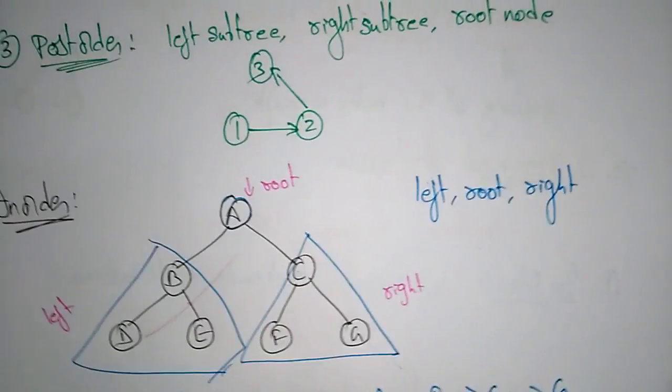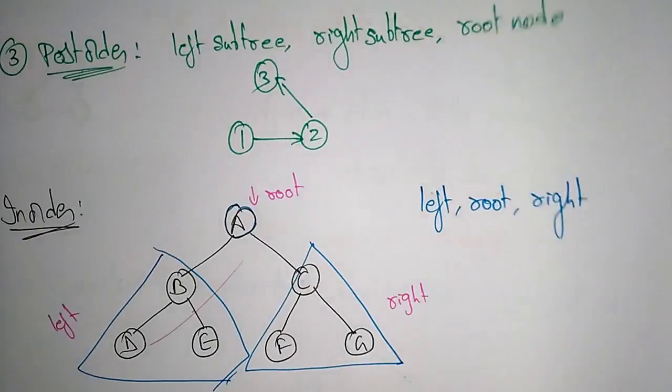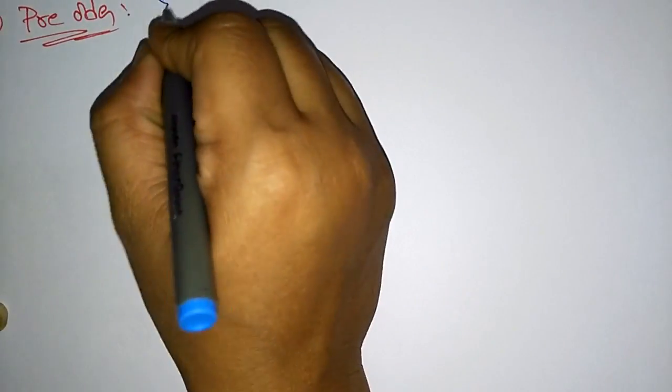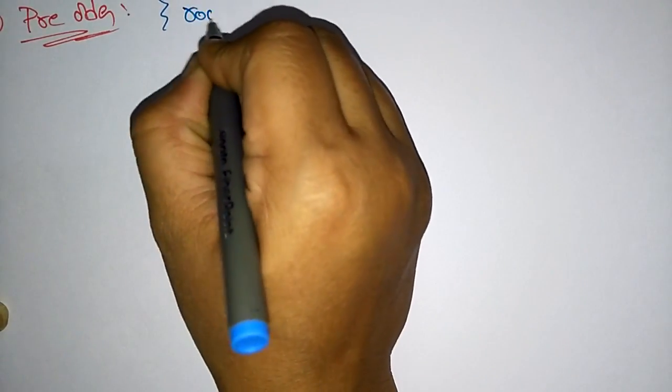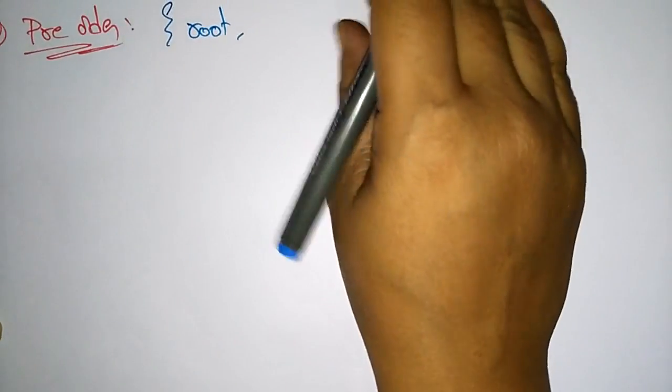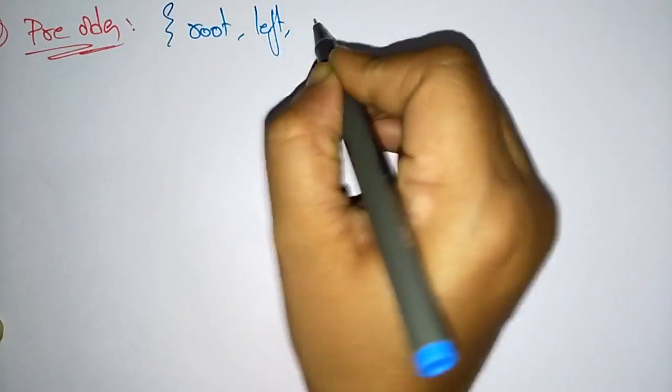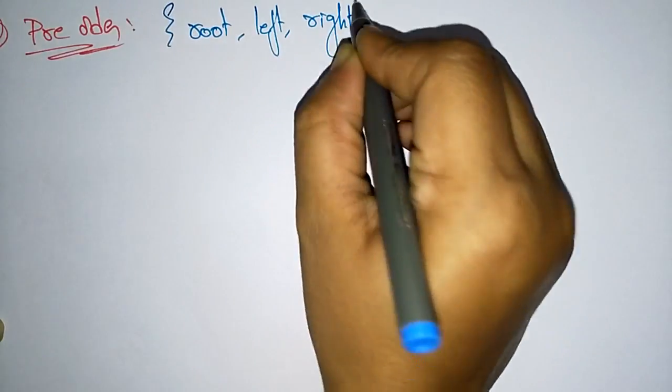Now coming to the preorder. What is the technique for the preorder? The second one is preorder. The condition for preorder is, first we have to visit the root node. After that, we have to visit left and then right.